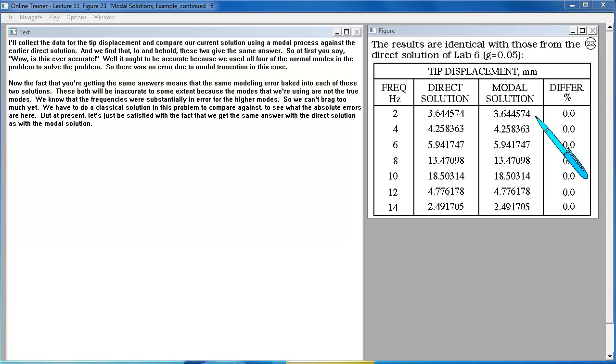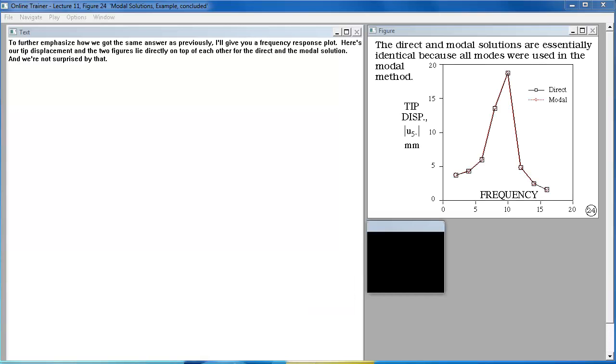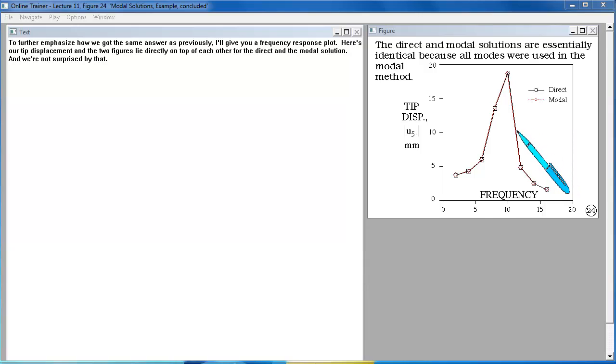Now, the fact that you're getting the same answers means that you have the same modeling error baked into each of these 2 solutions. These both will be inaccurate to some extent because the modes that we're using are not the true modes. We know that the frequencies were substantial. To further emphasize how we got the same answer as previously, I'll give you a frequency response plot. Here's our tip displacement, and the 2 figures lie directly on top of each other for the direct and the modal solution. And we're not surprised by that.